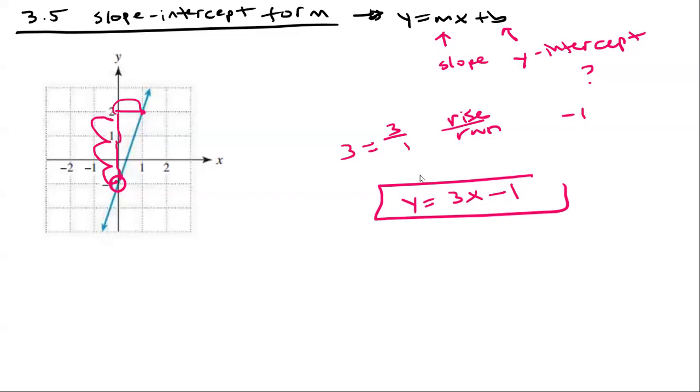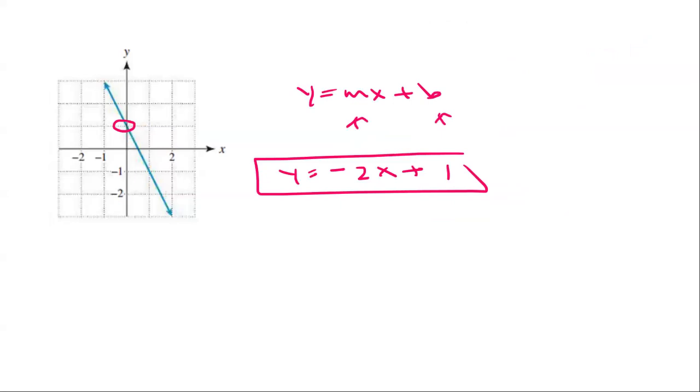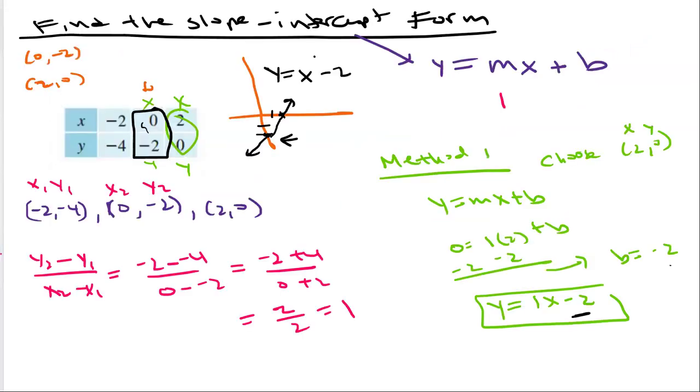Okay, so last time we started off talking about section 3.5, which is slope-intercept form. In other words, y equals mx plus b. So we went through graphing examples and things like that, identifying the slope and the y-intercept, using a table to find the slope-intercept form, again, which is y equals mx plus b.